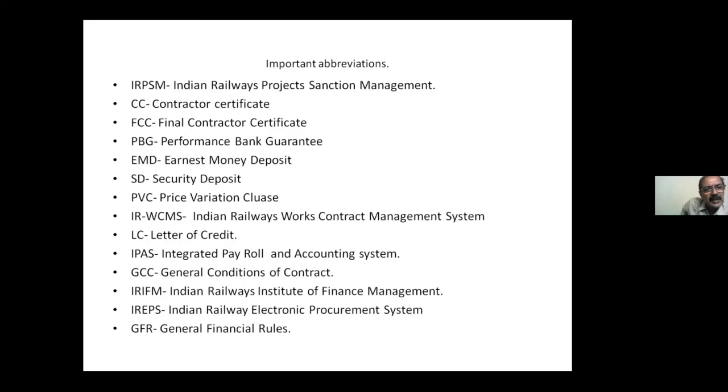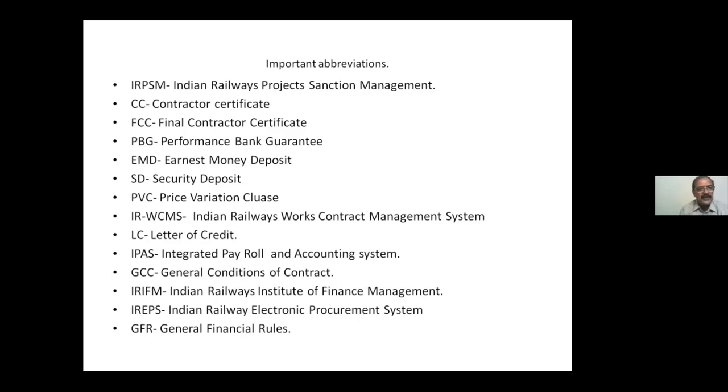This ID number will remain till the completion of this particular work. At the time of calling the tender, finalization of the agreement, passing of the bills, final bills, release of security deposit, completion report, and so on, the same identification number will carry on. There will not be any duplication of the works. This facility is very important in the IRPSM module. Work will not be duplicated.